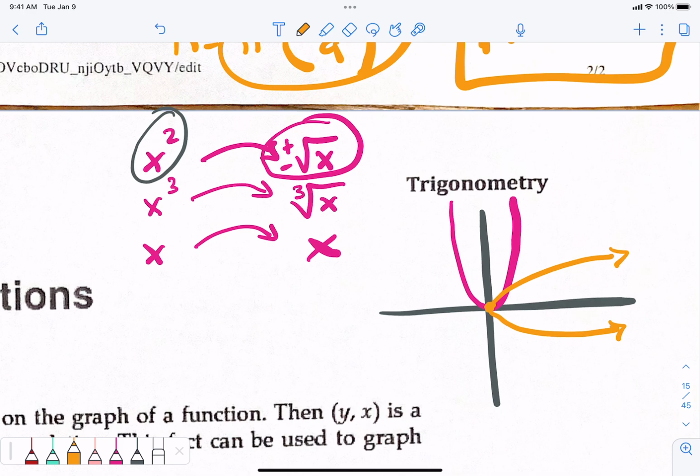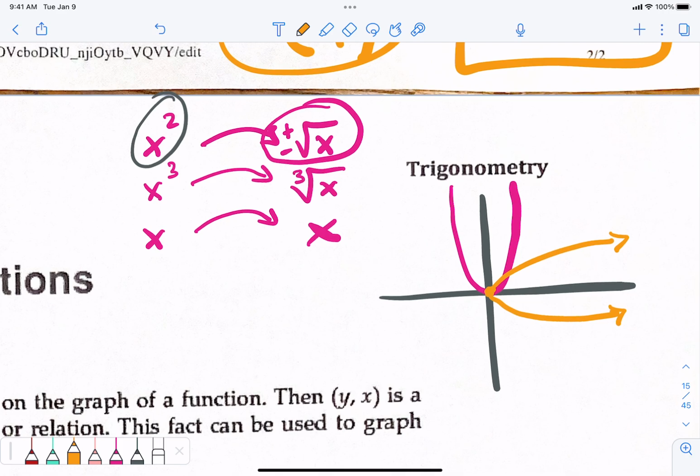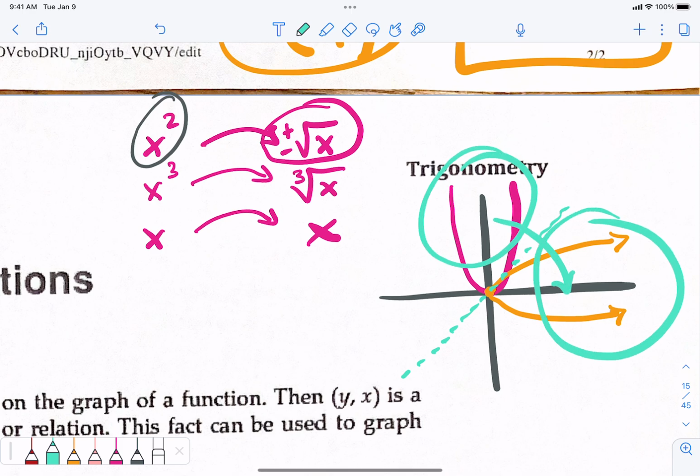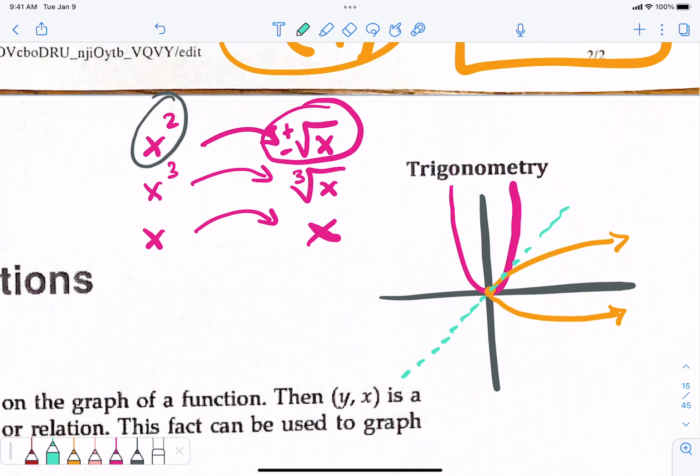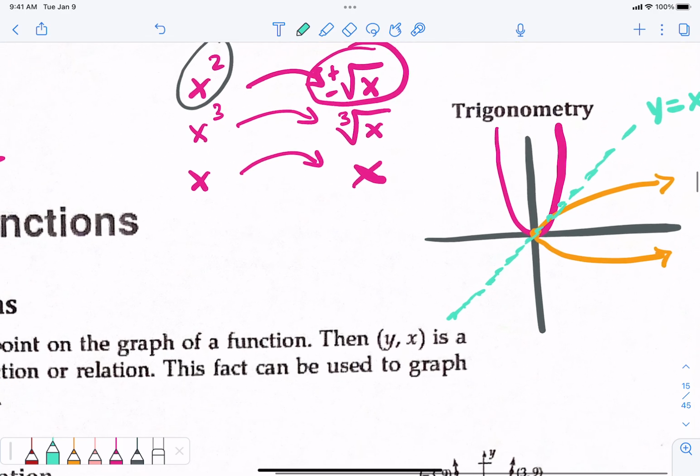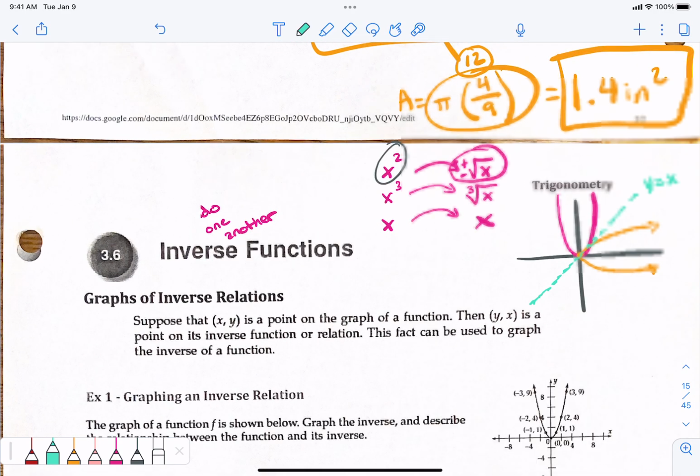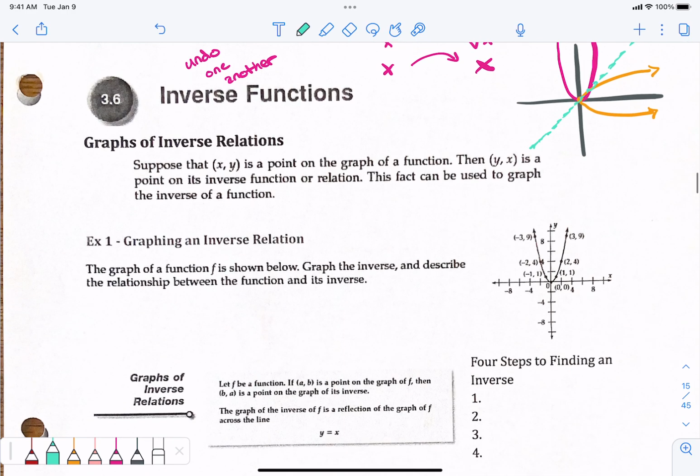And so every inverse function is a reflection across this magical dotted line right here. It's like I've taken this guy right here and I've flipped him over to get over here, right? That is always the case: two functions, when you graph them, are inverses if they are reflections across this line, which is the line y equals x. Nice. Y equals x. That's the magical dotted line that they are reflected across. Okay? There you go. Perfect. Inverses undo one another. That's what we want to have happen. Okay? All right? So, graphing an inverse relation.